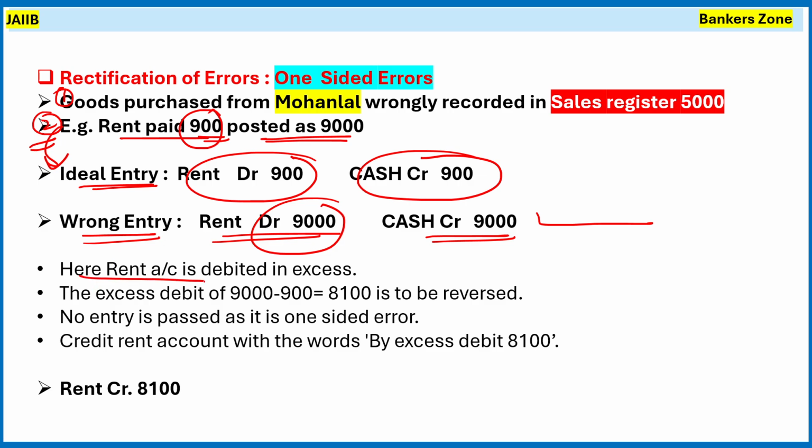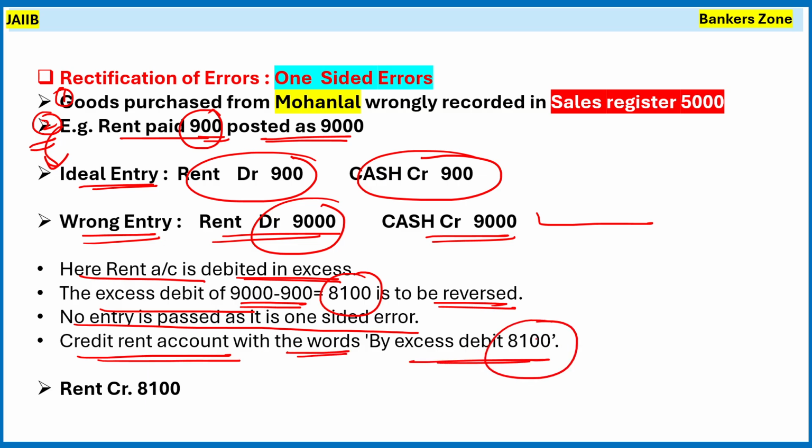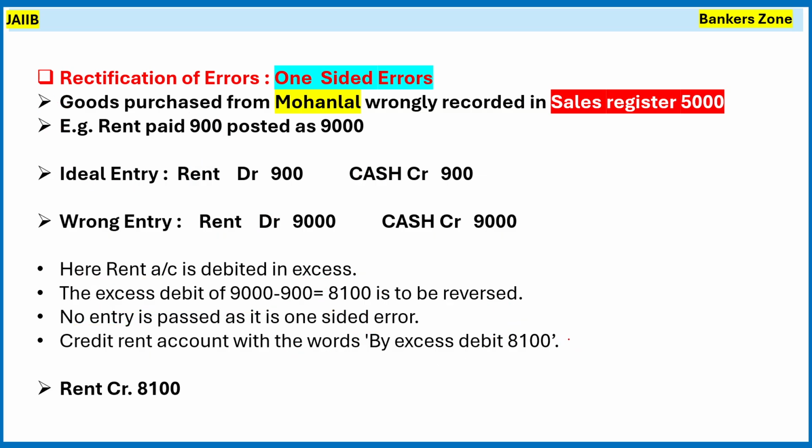Now here rent is the account which is debited in excess. So we should give a credit, right? So the excess debit, 9,000 minus 900, 8,100, is to be reversed. No entry is required to pass because this is a one-sided error. So we simply credit the rent account with the words 'by excess debit 8,100'. Right? This is very common. See, in practice, if you are sitting in the cash, a customer gives you a check of 900 to withdraw the money, but you entered 9,000, right? And you have already given the 900.